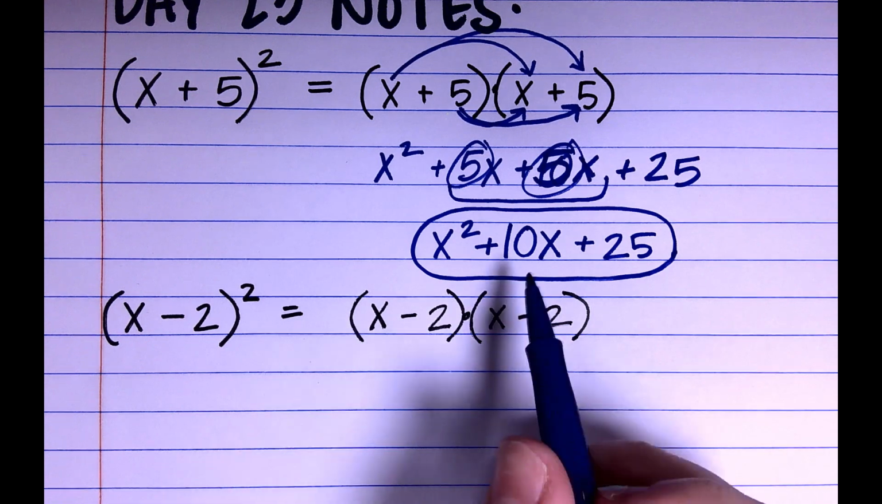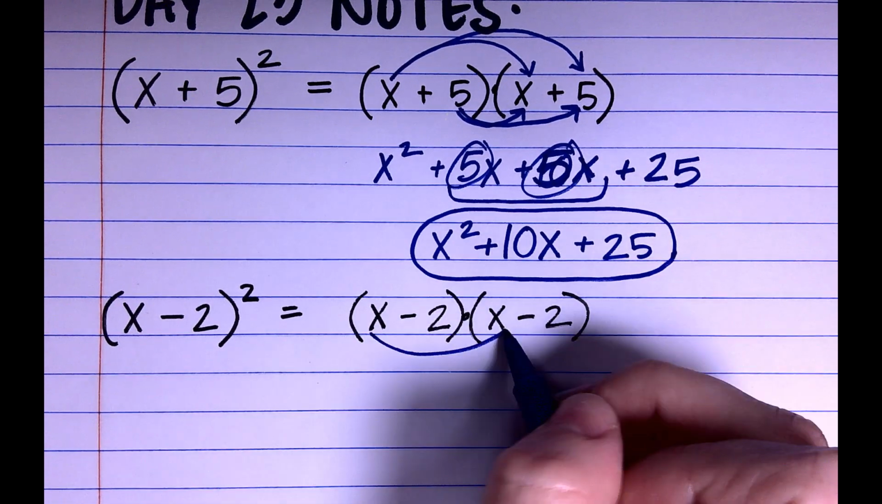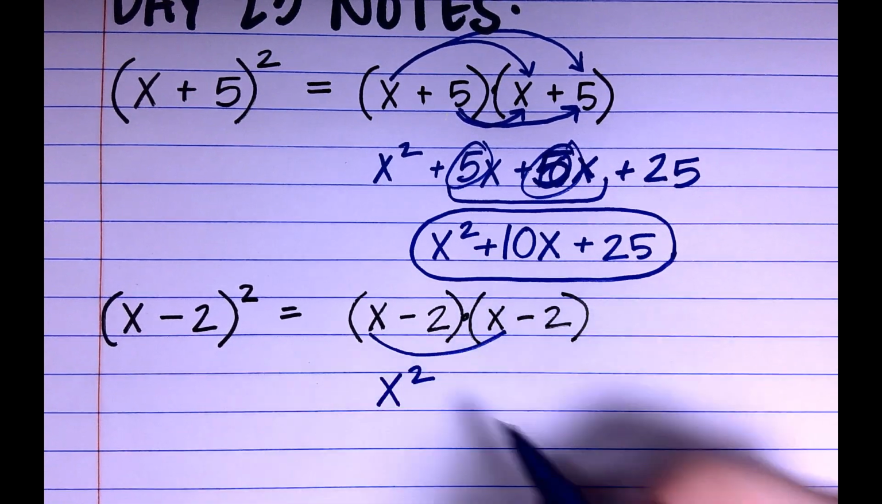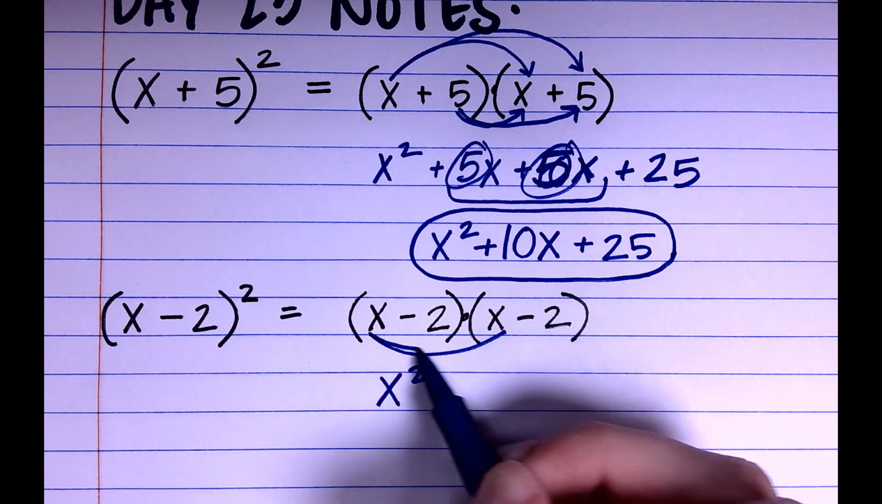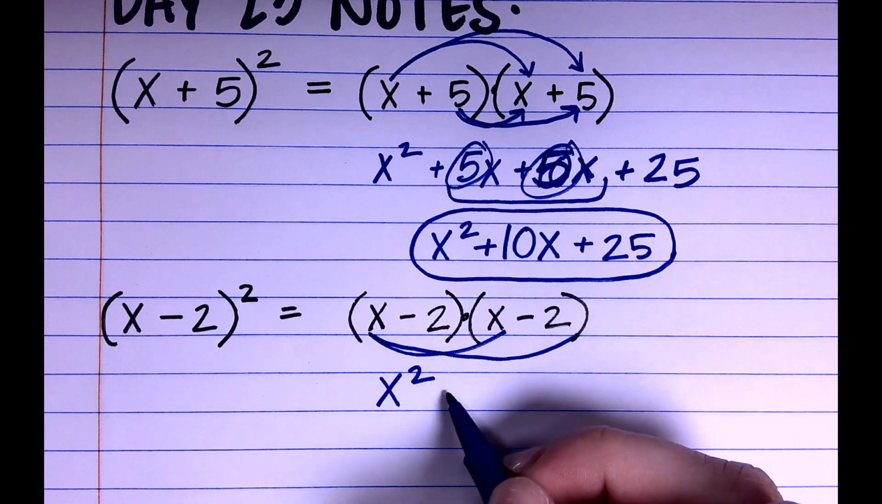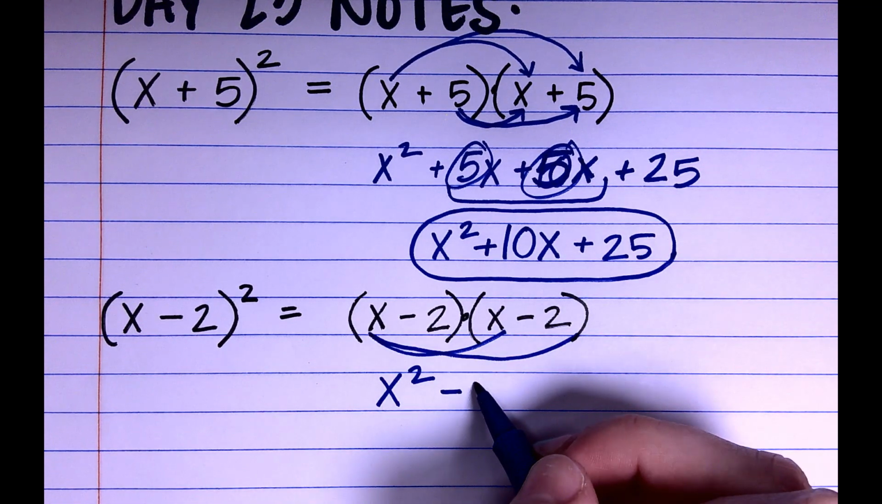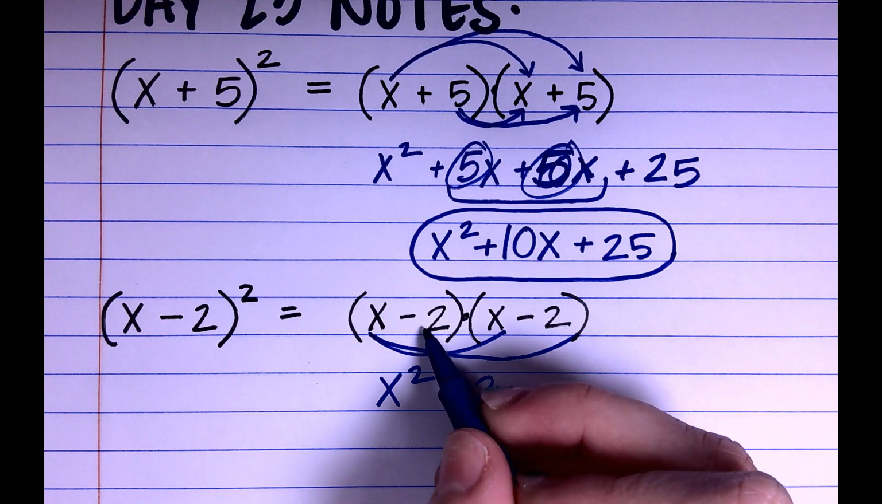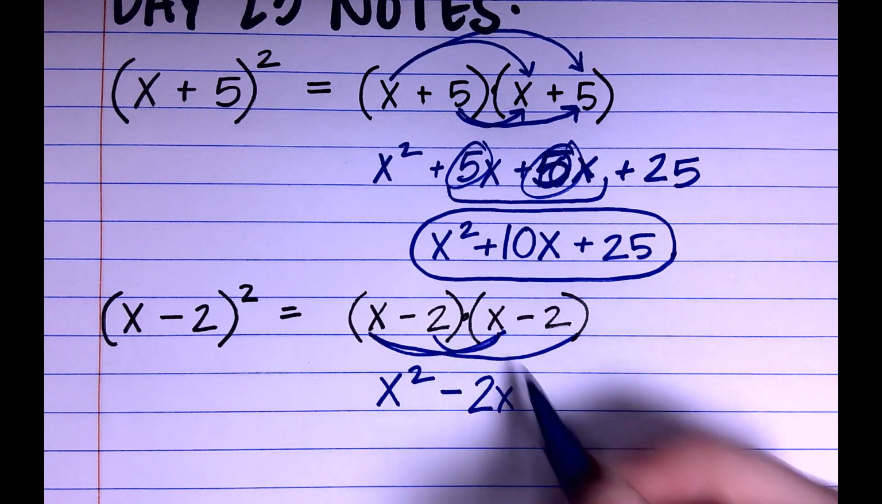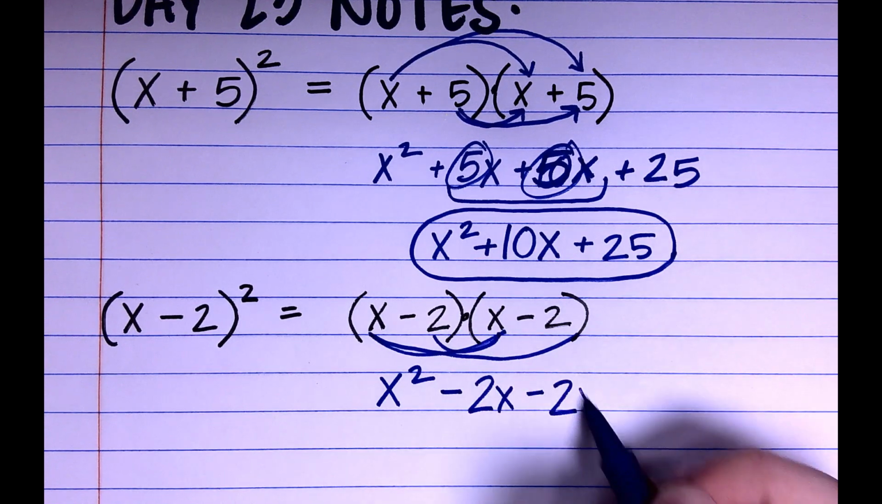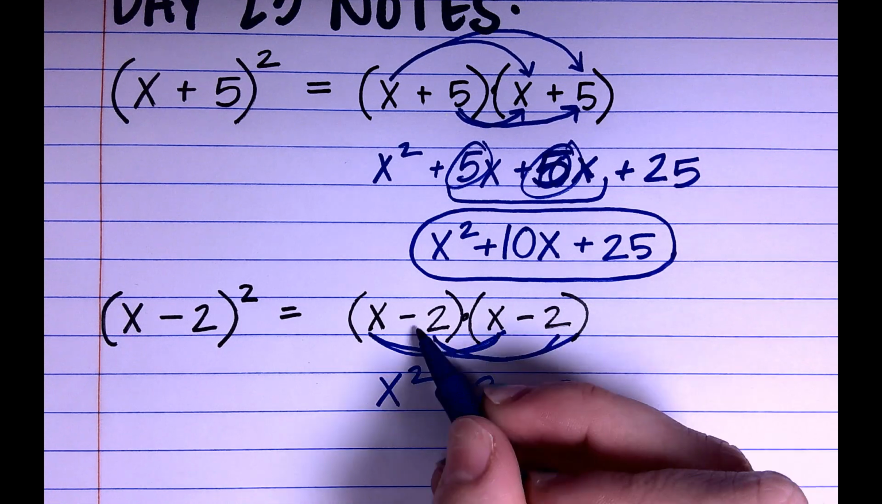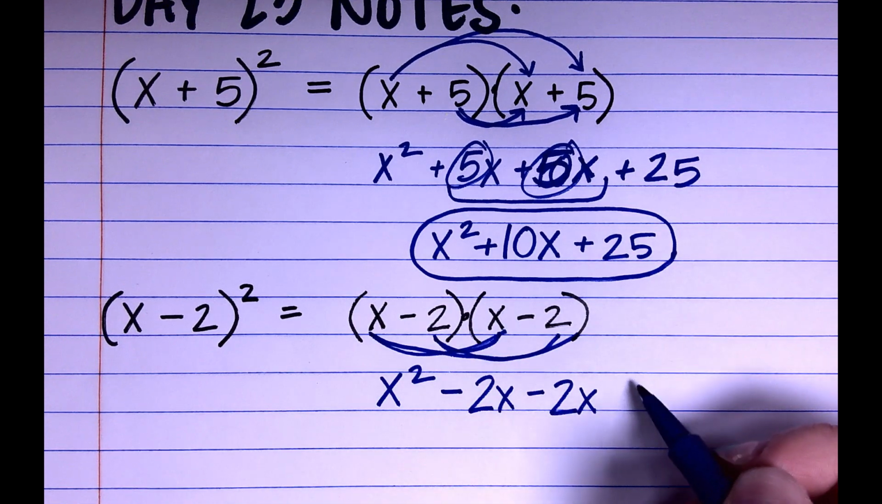My first terms, x times x is x squared. My outer terms, x times negative 2, negative 2x. Negative 2 times x is negative 2x. And lastly, negative 2 times negative 2. Oh, positive 4. Good.